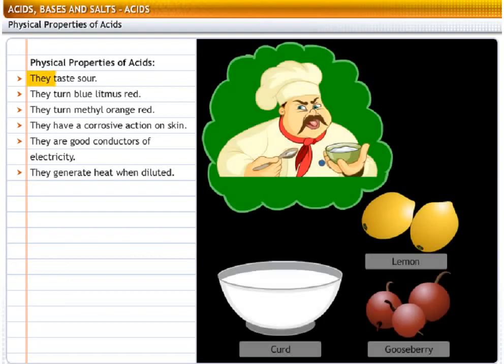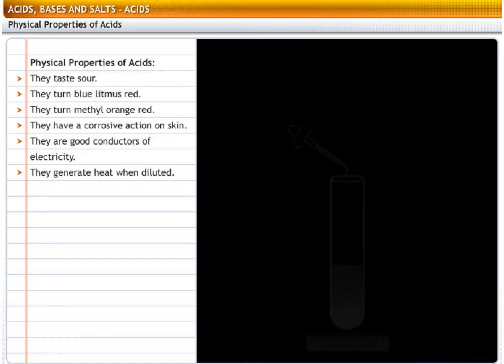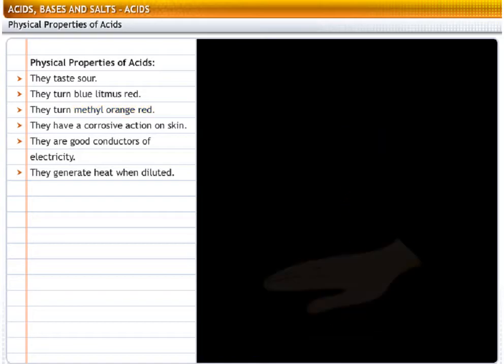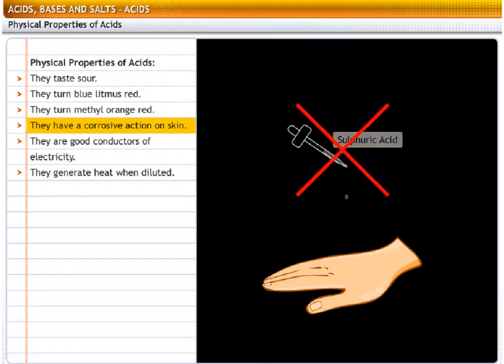We already know that acids taste sour. Acids also have other physical properties. Acids turn blue litmus red. They also turn methyl orange red. Acids have a corrosive action on the skin. Sulphuric acid stains the skin black. Nitric acid stains the skin yellow, and hydrochloric acid leaves an amber stain on the skin.